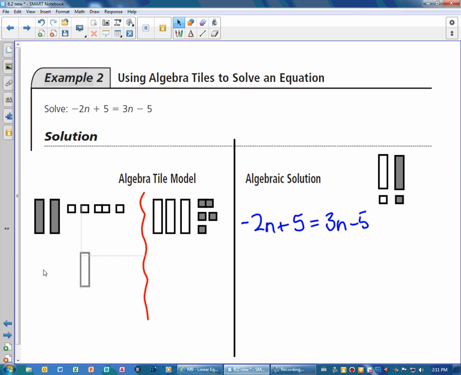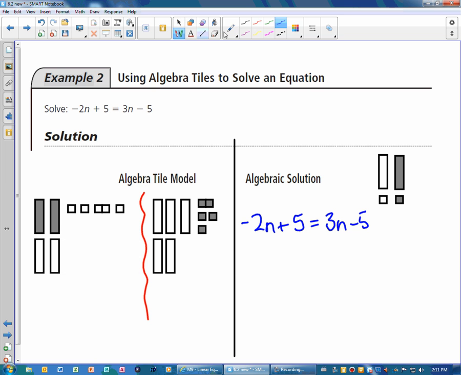But what if I add 2 positives? If I add 2 positives, this goes away, doesn't it? But whatever I do to one side, I have to do to the other. So what I've done here is I've added 2n to both sides. Okay, so algebraically, this would go away, I'd have 5 equals 5n minus 5.